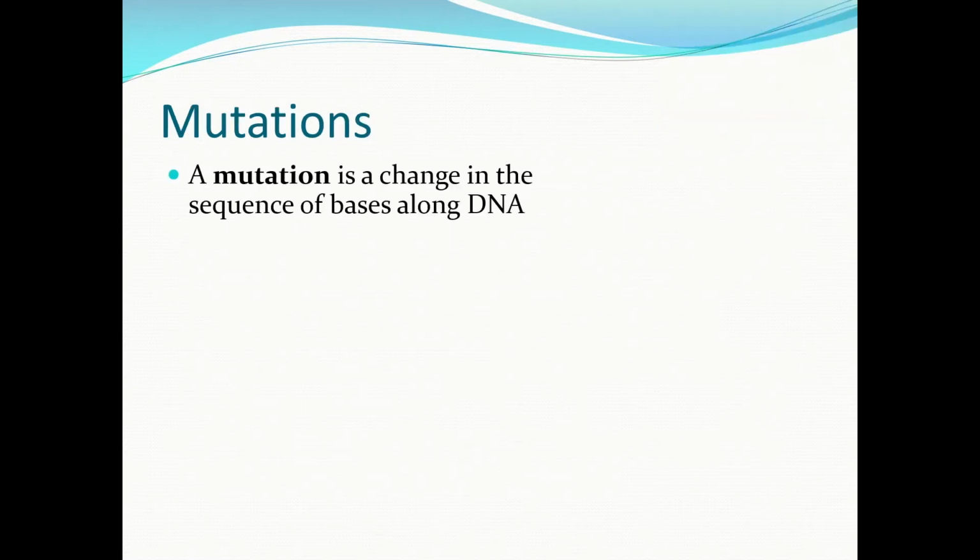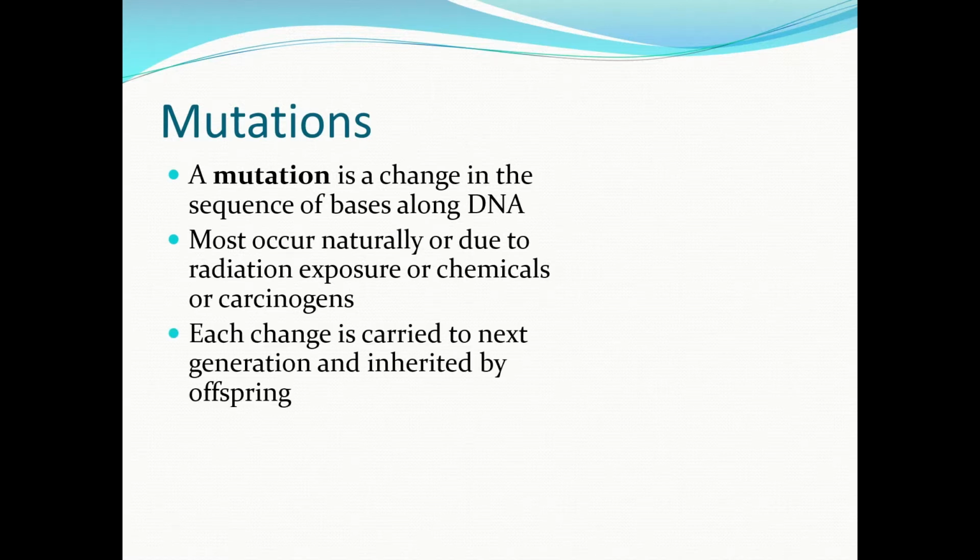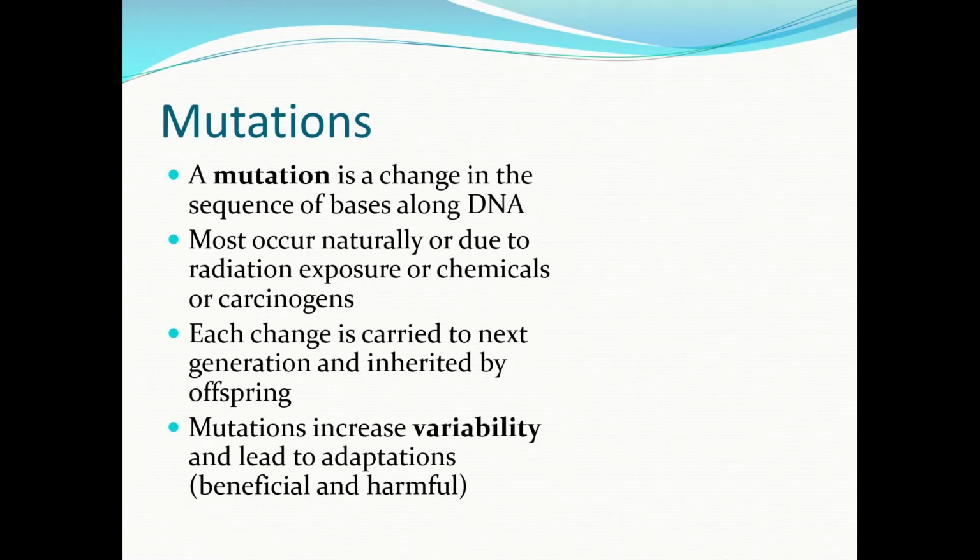Okay, so a mutation is a change in the sequence of bases along the DNA. So most occur naturally, or they can be from radiation exposure, chemicals, carcinogens, things that cause cancer. That can change your DNA. So each change is carried to the next generation and inherited by the offspring. And mutations are good. They increase variability and lead to adaptations. So some of them are beneficial, some of them are harmful, right?